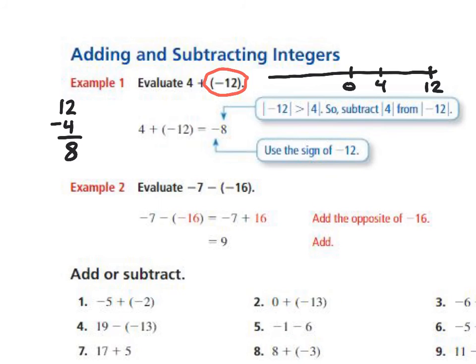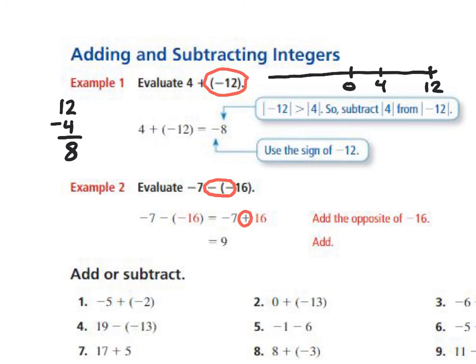Now the next one, you have negative 7 minus a negative 16. So I'm just going to circle this. You might recall from prior years that whenever you see minus a negative, it's the same thing as adding. So we like to say minus a negative is plus a positive. So notice that this gets rewritten as negative 7 plus 16.